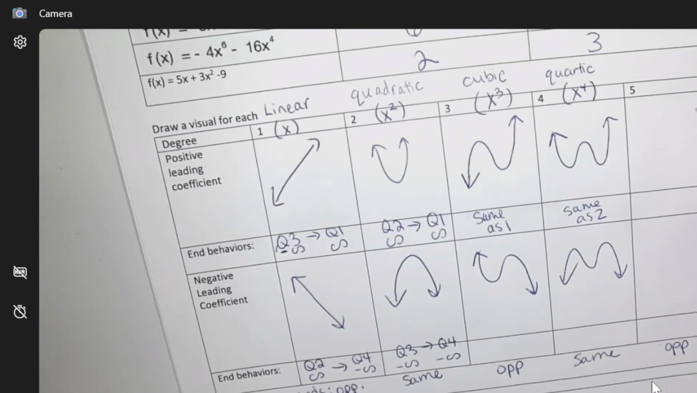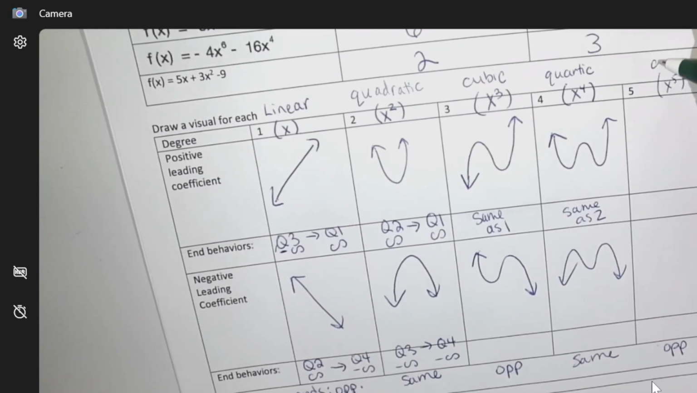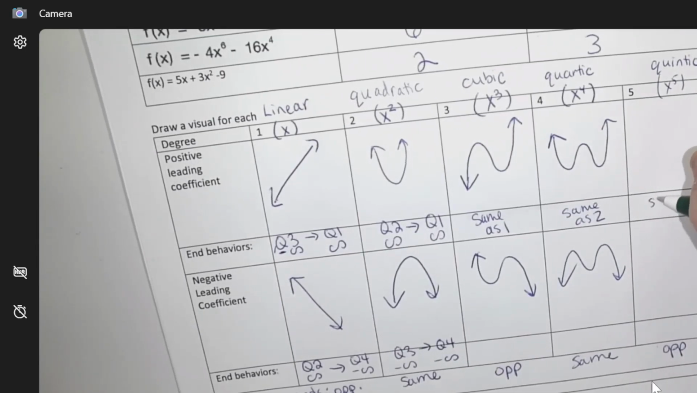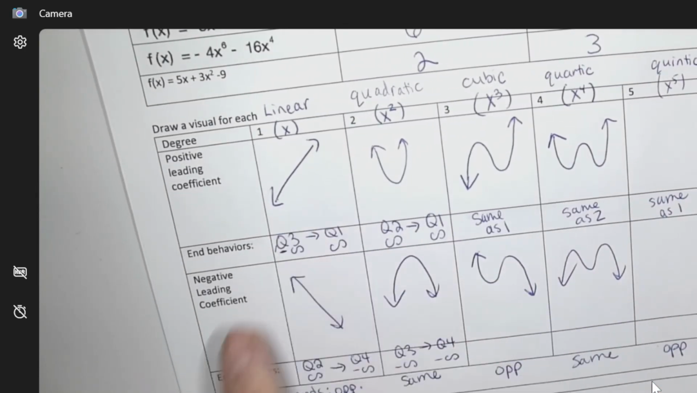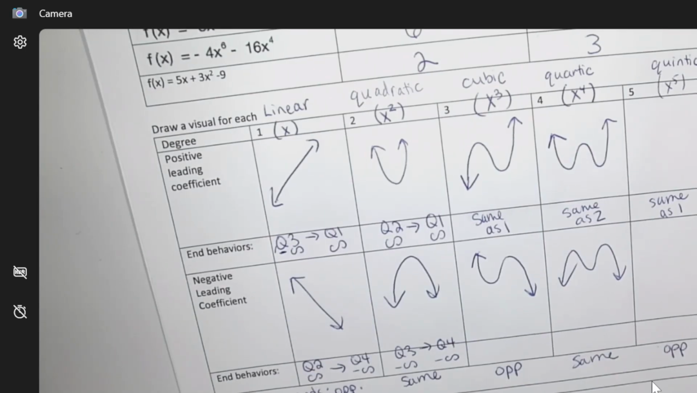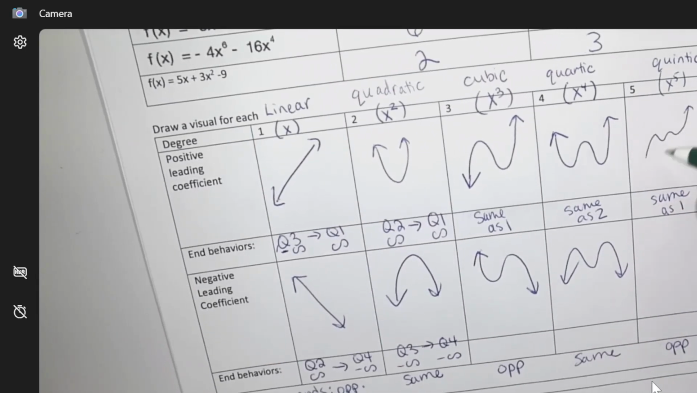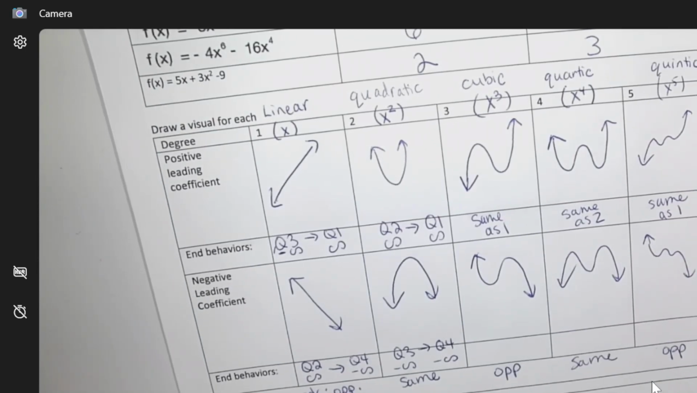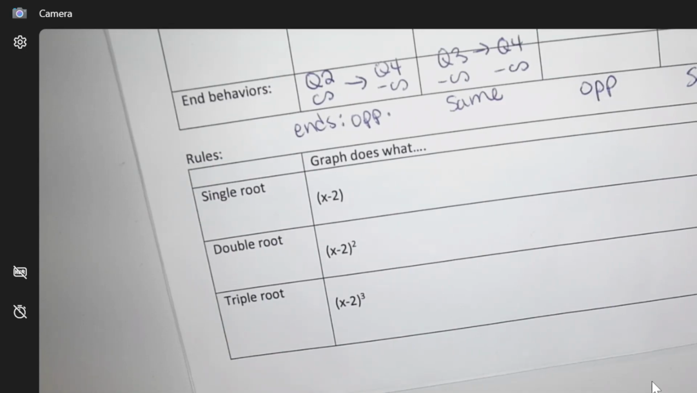Okay, and then the last one, x to the fifth, is called a quintic. Quintuplets is having 5 babies at a time, quintic. So it will look the same as number 1 for the arrows. It'll both go in the opposite direction like that. It's very much like a cubic, but you do an extra bump in it. Kind of like a cubic. Okay. Now, that's the basic shapes of stuff.